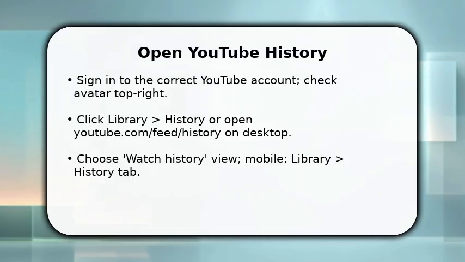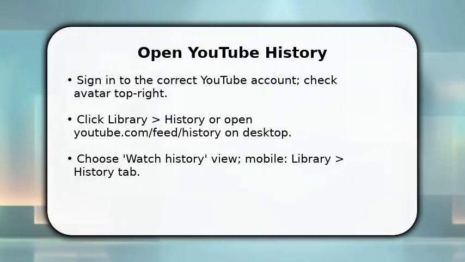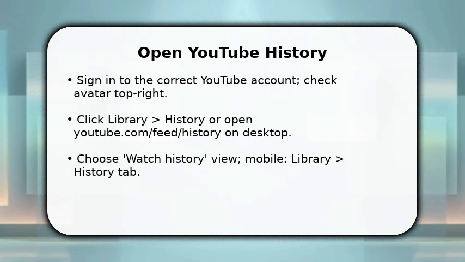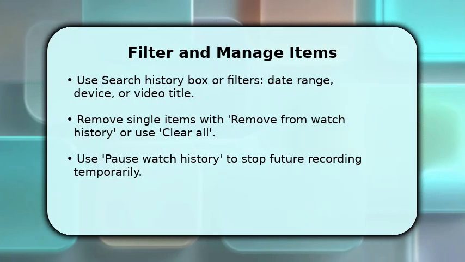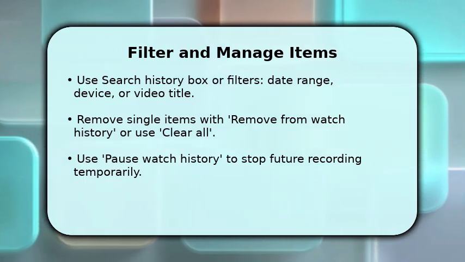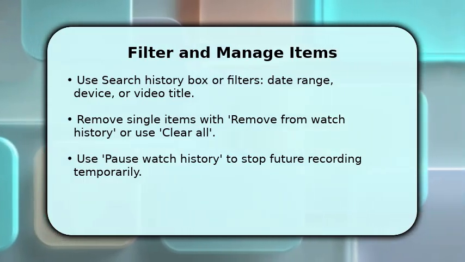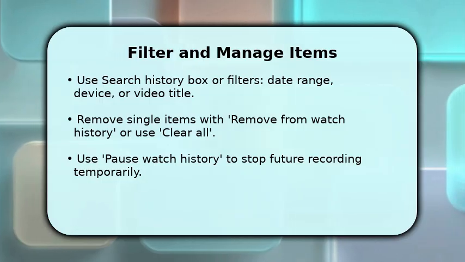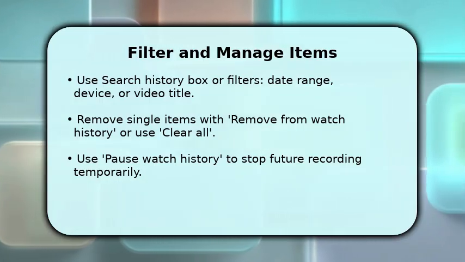Make sure your network is stable so the page fully syncs. You'll see videos listed by most recent first, which sets you up for filtering or management in the next step. Once your history appears, use the search box on the history page to find a specific video by title or channel. This speeds up locating items. Then apply built-in filters or scroll to the date range you need.